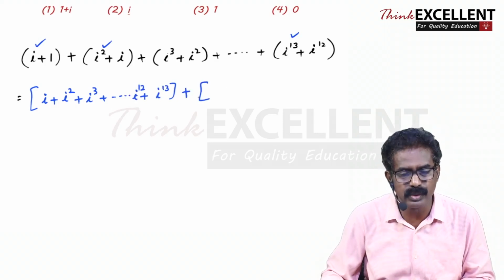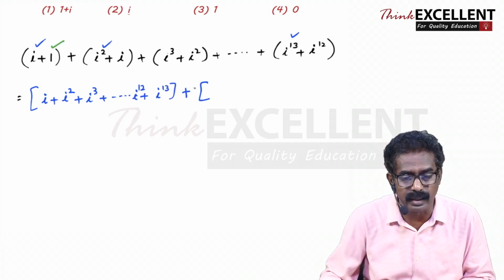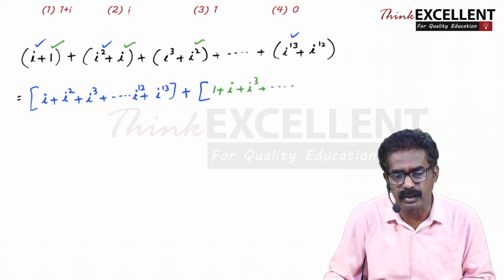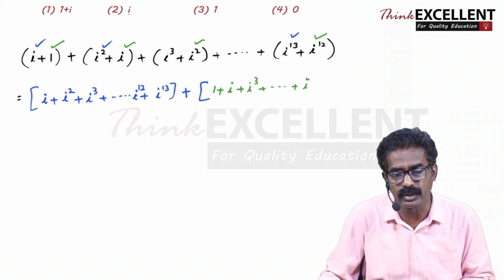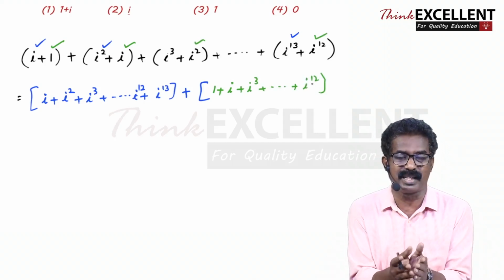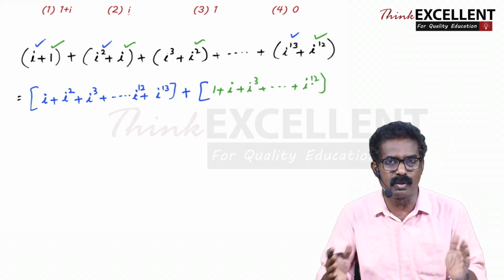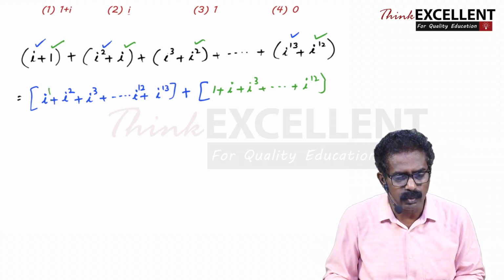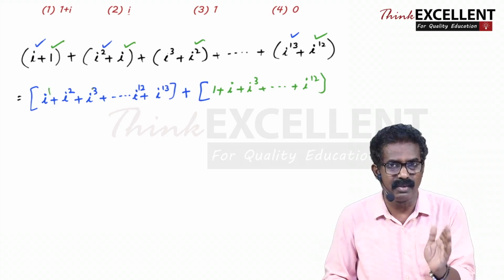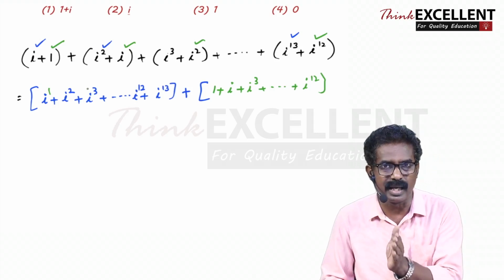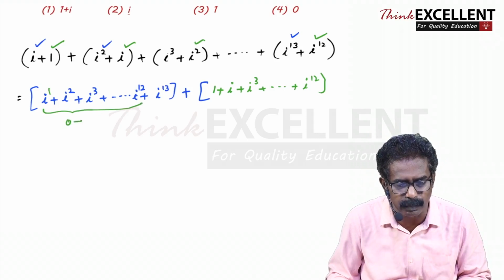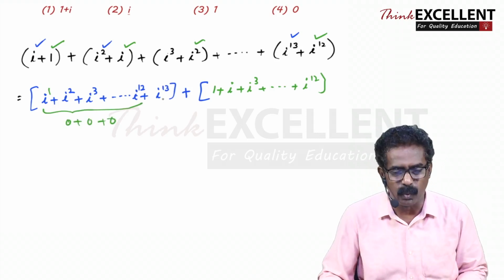Plus, now we take the second values: 1 plus i square plus i cube, etc. It goes on. The last one is i raised to 12. Now use the same concept we studied: continuously 4 powers you add, the answer is 0. So I start with i raised to 1, 2, 3, 4, that is 0. Then 5, 6 up to 8, it is 0. Then 9 to 12, again 0. So continuously up to 12, 0 plus 0 plus 0, it is 0 only. Only one term is left out.